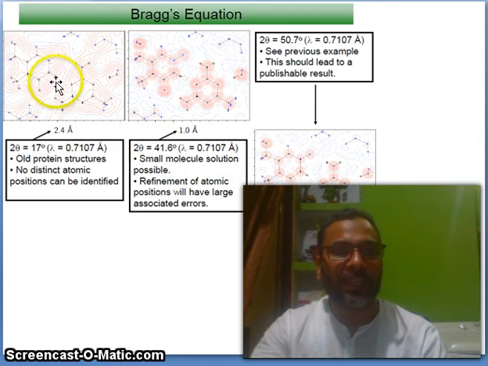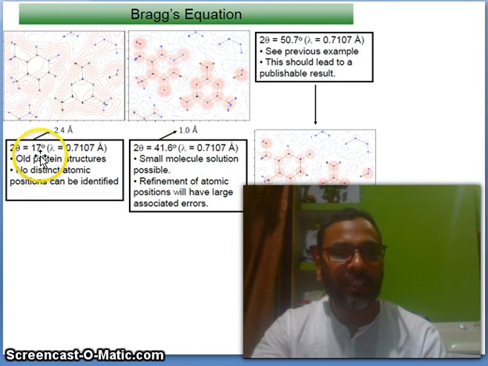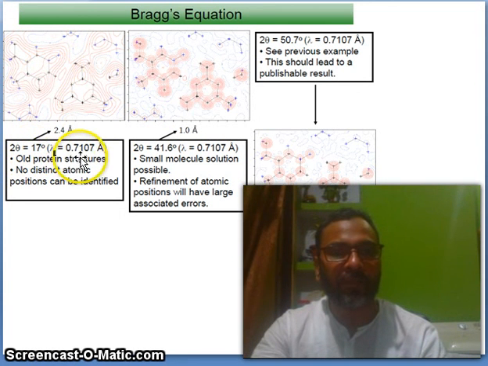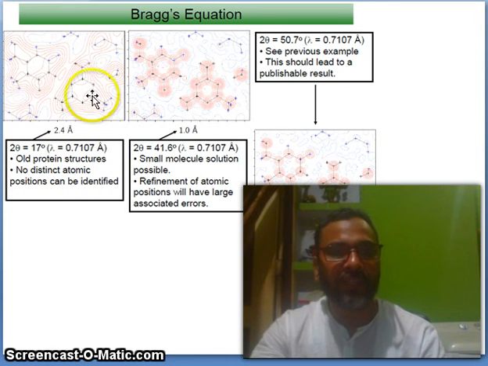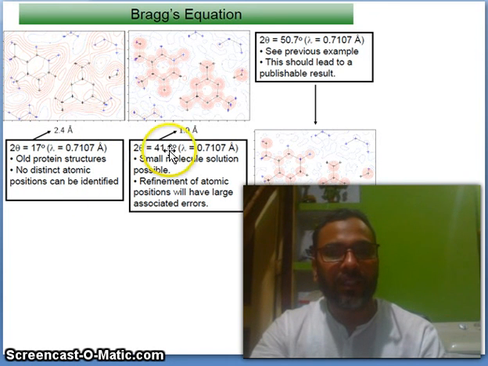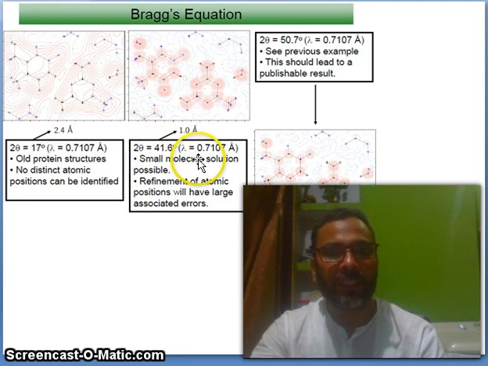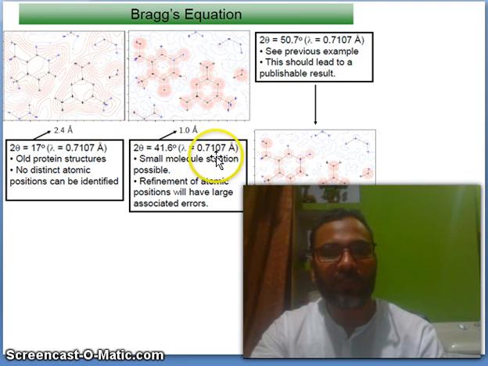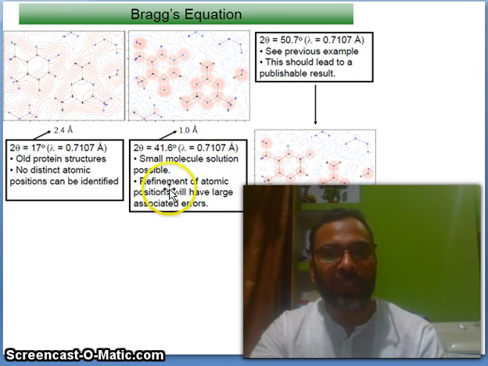You can see here 2 theta of 70 degrees, lambda equal to 0.7107 angstrom. For an old protein structure, no distinct atomic positions can be identified. Now 1.0 angstrom, 2 theta equal to 41.6 degrees, lambda 0.7107 angstrom. A small molecule solution is possible, but refinement of atomic positions will have large estimated errors.